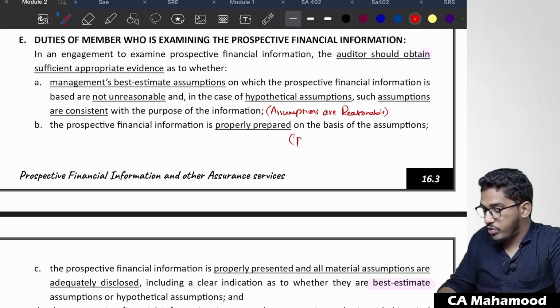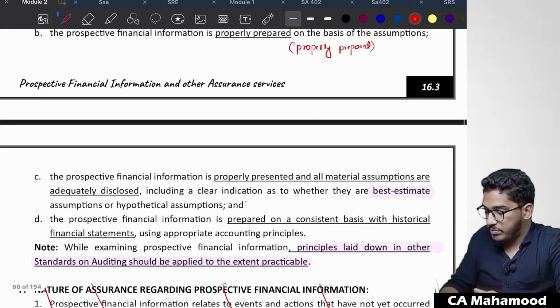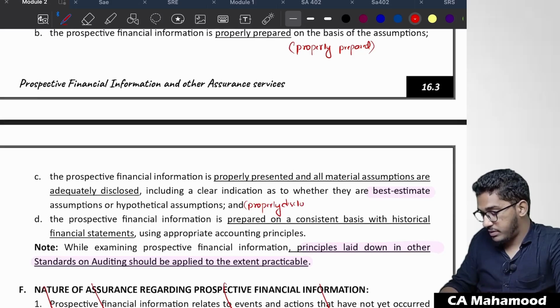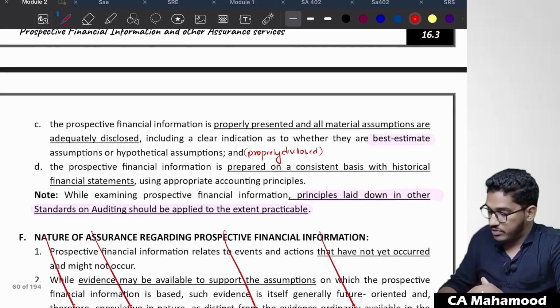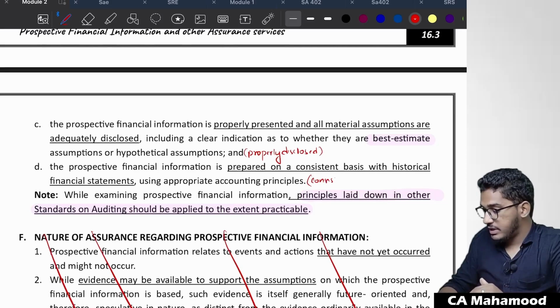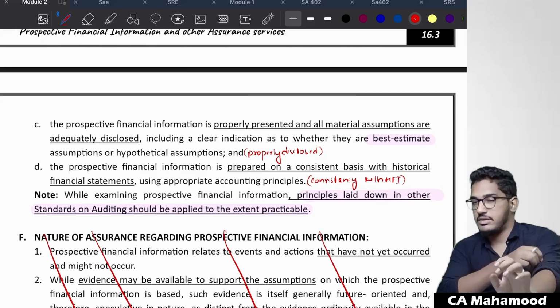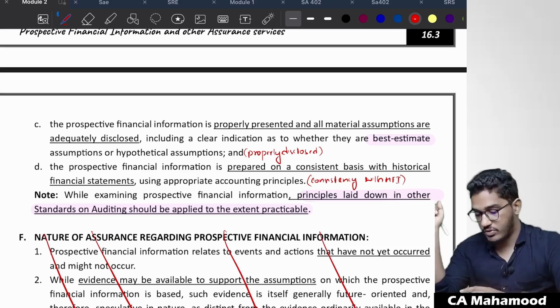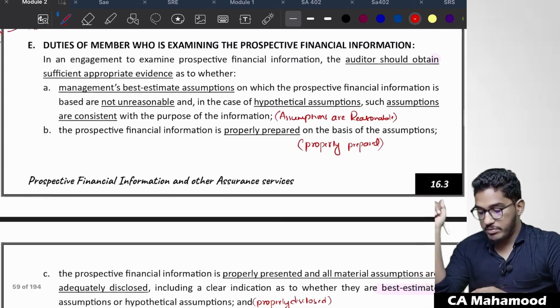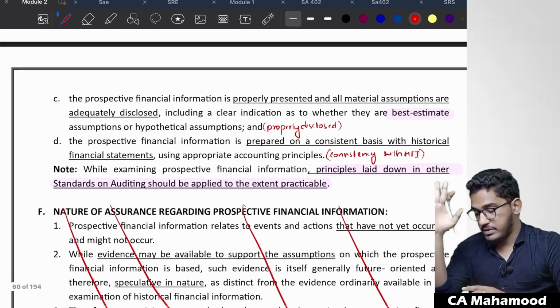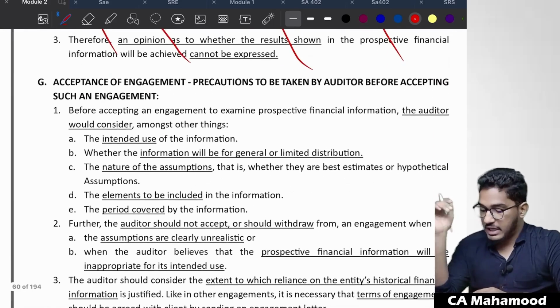Number 2, they are properly prepared. Properly prepared, that is the second point. Third point, properly disclosed. Third point is properly disclosed. Fourth point is consistency with historical financial information. That's it. Clear? So this is regarding the duties of the member who is examining that prospective financial information. Simple 4 steps.